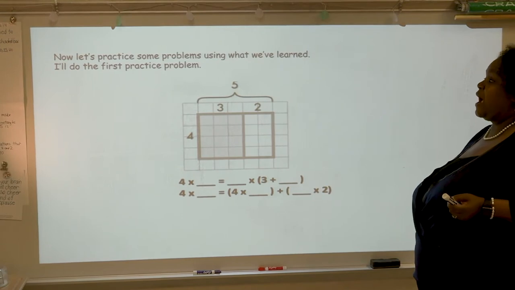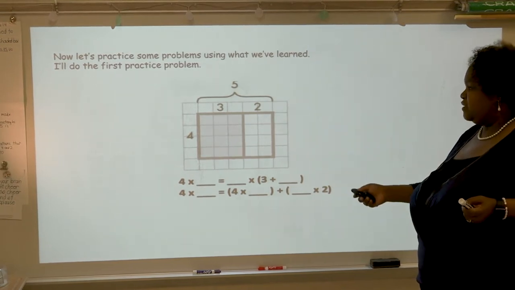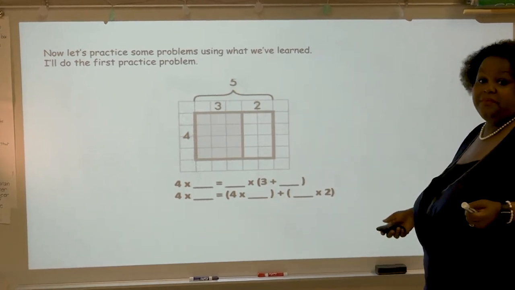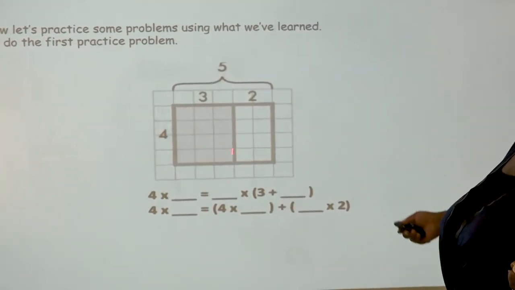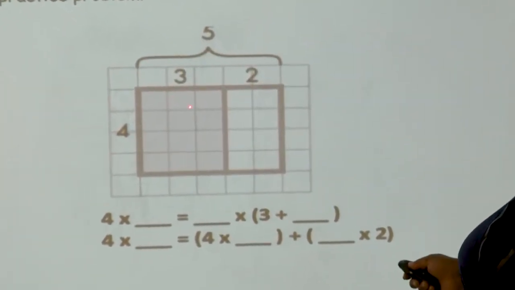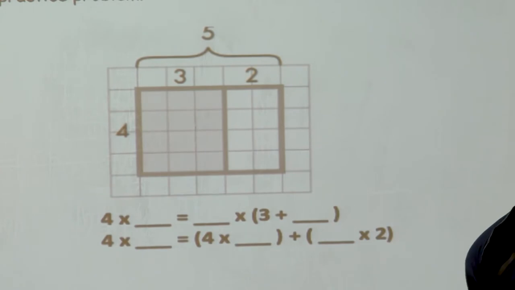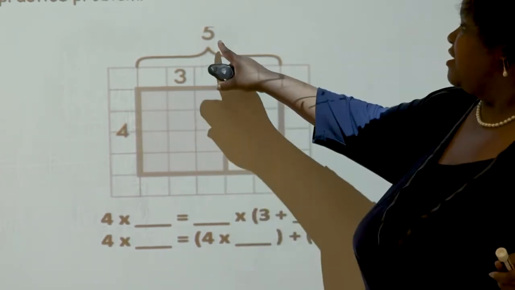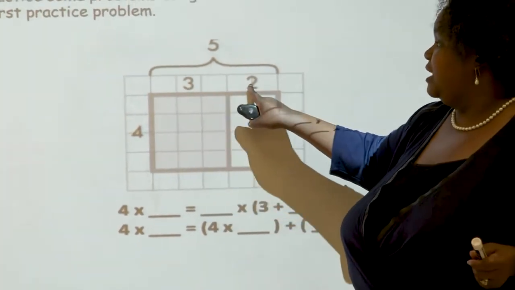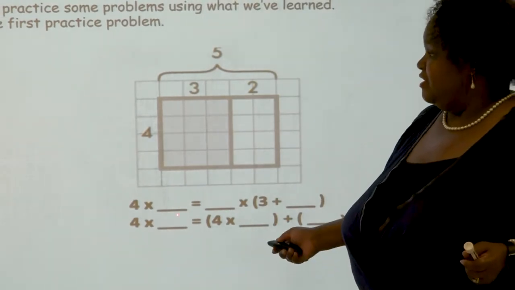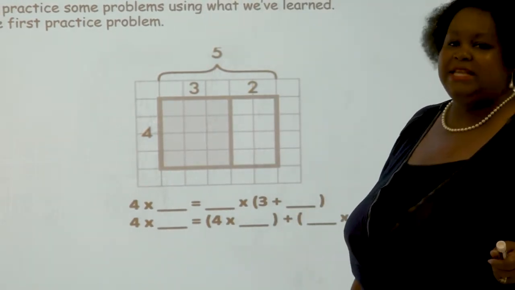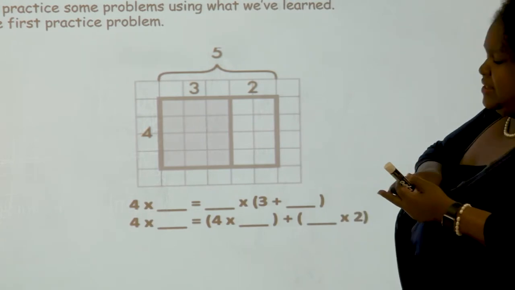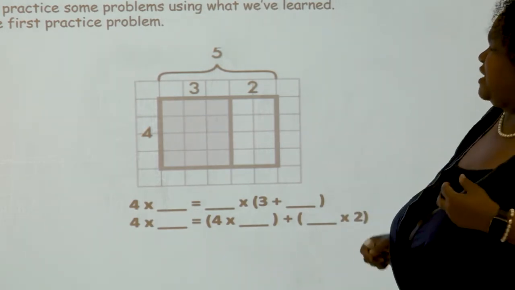I'll do the first practice problem. Now this is written just a little bit different because they've broken it apart for us. They already have our vertical line and they've shown us what they broke it apart to. As you can see, the 5 is now a 3 and a 2. The 4 is the other factor that we did not change. Let's see if we can fill in the equation. Let's understand what it's saying.